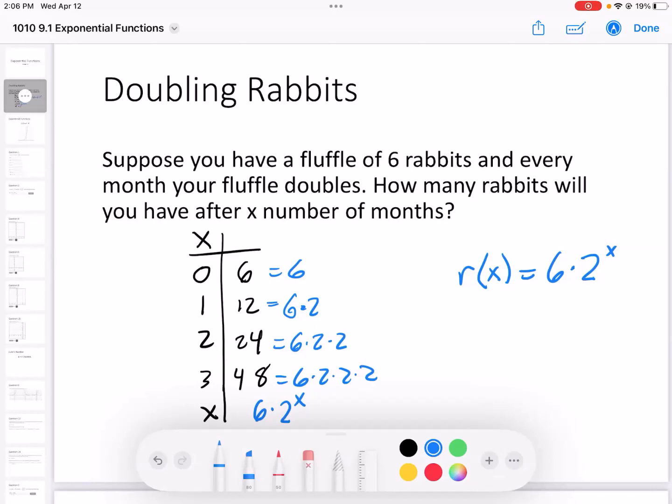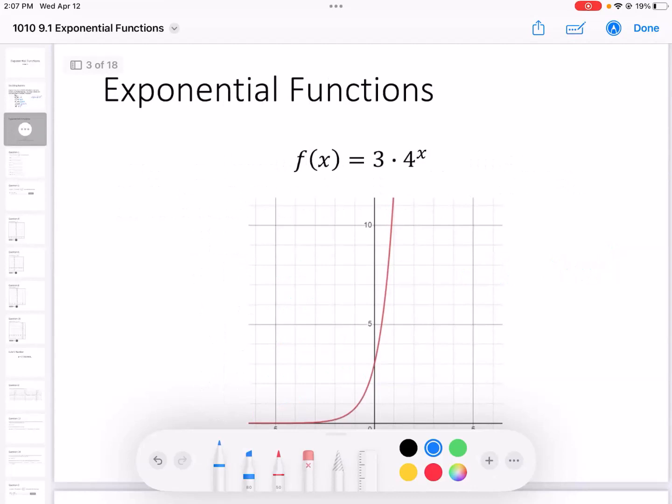This is different than a polynomial, because in a polynomial you have the variable raised to a power like x squared or x cubed. But an exponential function has the variable in the exponent. On your homework, a large majority of your questions will be graphing exponential functions, so we'll talk about that in just a second.